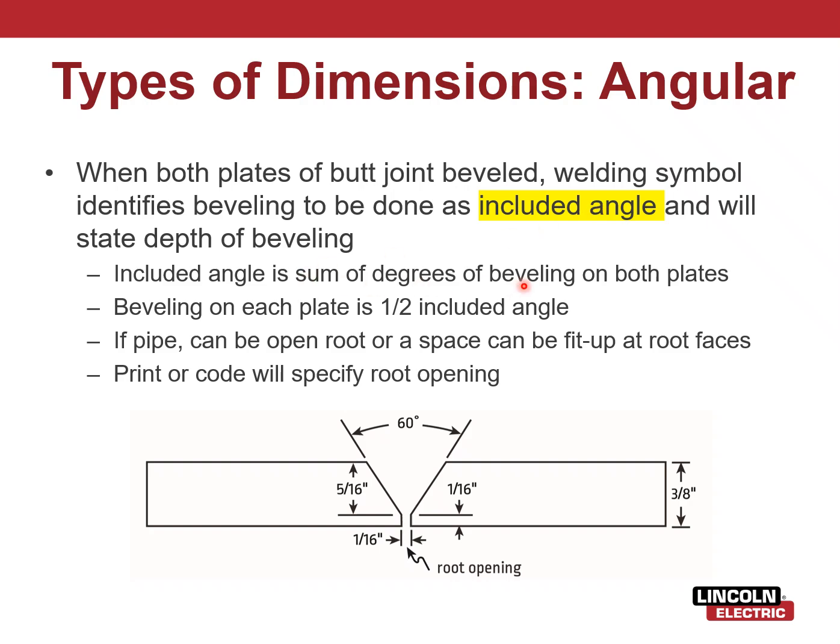It is the sum of degrees of beveling on both plates. So beveling on each plate is half the included angle. When we're talking about pipe, this can be open root, or a space can be fit up at root faces. Your root face, that's that landing right there. The print or the code will specify what the root opening should be. For a lot of the certs you're going to be dealing with, it's like 1/16, 3/16, or a quarter inch, depending on what process you're doing. And that's just the space between the two landings. That's what the root opening is.